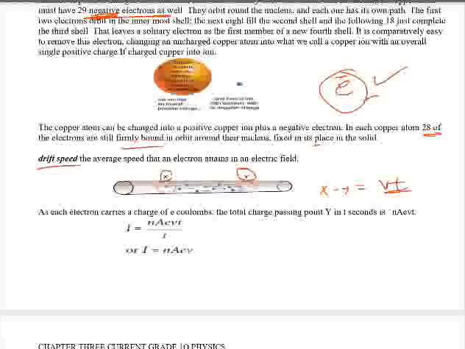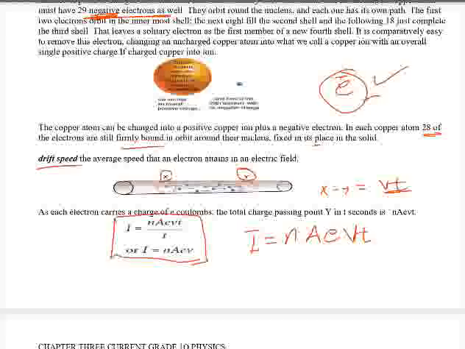And finding again the number of charges and so on, finally you can get the amount of charge. The amount of charge is equivalent to n A e v times t. Dividing by t, t is cancelled by t, and finally it's n A e v. Now, n is what?